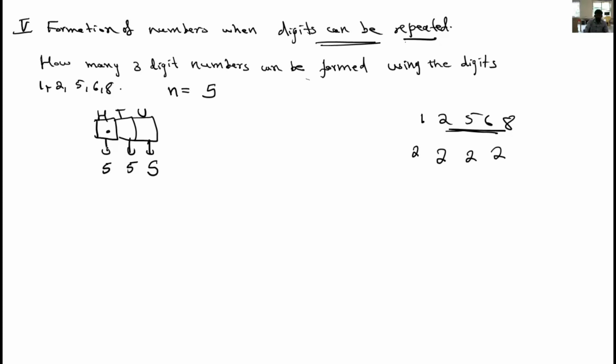So hundreds place 5 numbers, tens place 5 numbers, as well as for unit place 5 numbers are available. So total 3-digit numbers is equal to 5 into 5 into 5. It's equal to 125. This is all about formation of numbers using given digits. In the next session I will solve similar problems from the exercise. Thank you.